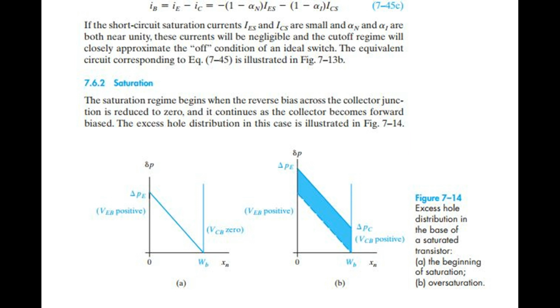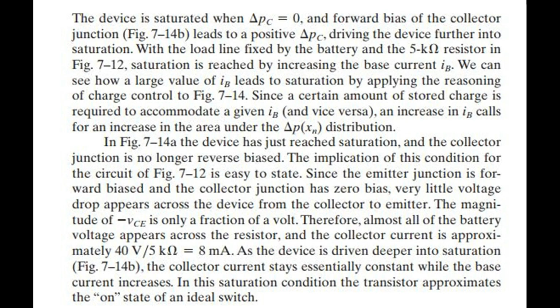Saturation. The saturation regime begins when the reverse bias across the collector junction is reduced to zero, and it continues as the collector becomes forward biased. The excess hole distribution in this case is illustrated in Fig 7.14. Figure 7.14: excess hole distribution in the base of a saturated transistor, A, the beginning of saturation, B, oversaturation. The device is saturated when pC equals 0, and forward bias of the collector junction, Fig 7.14b, leads to a positive pC, driving the device further into saturation. With the load line fixed by the battery and the 5 kΩ resistor in Fig 7.12, saturation is reached by increasing the base current IB.